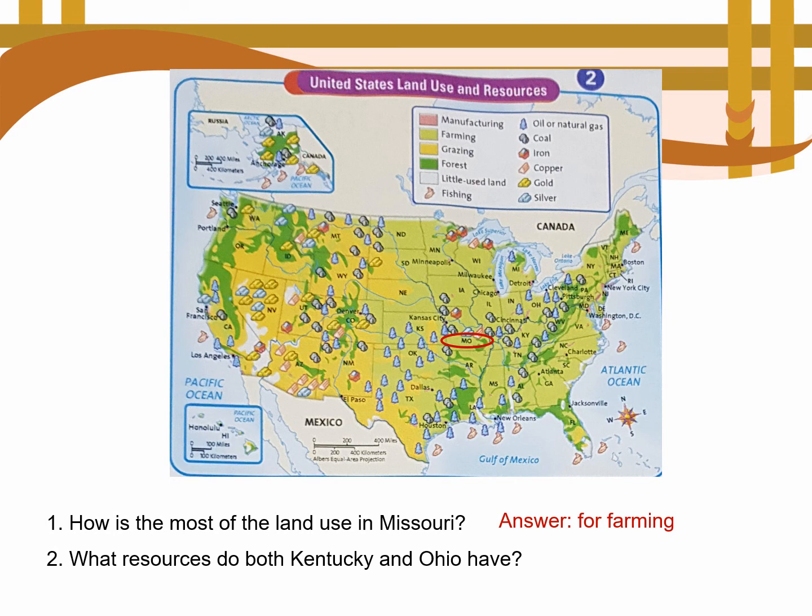Number 2, what resources do both Kentucky and Ohio have? Again, let's find where Kentucky is. KY stands for Kentucky and OH for Ohio. Let's see if your answers are correct. Oil or natural gas and coal are found in both Ohio and Kentucky.